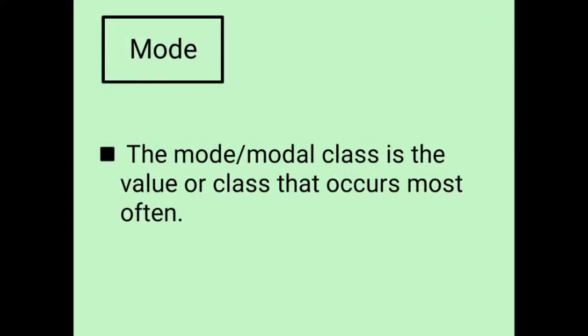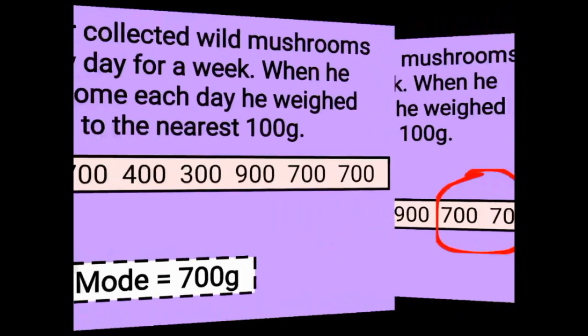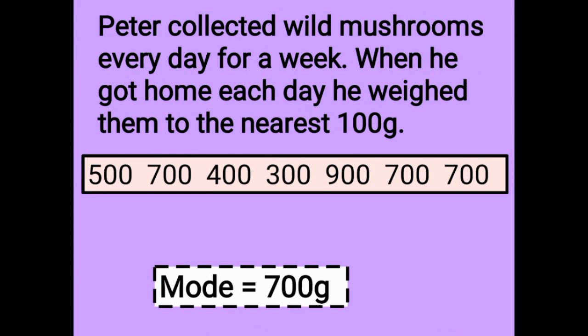Mode. The mode or modal class is the value or class that occurs most often. As you can see from these weights, the value that occurs most often is 700 grams. So the mode for these data is 700 grams.